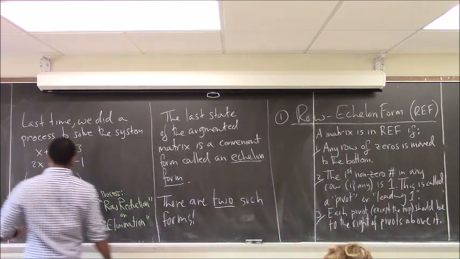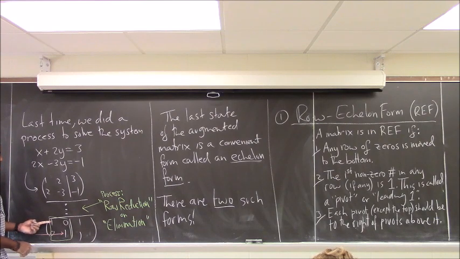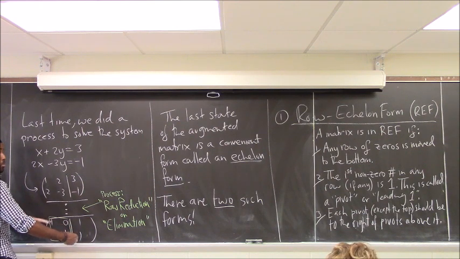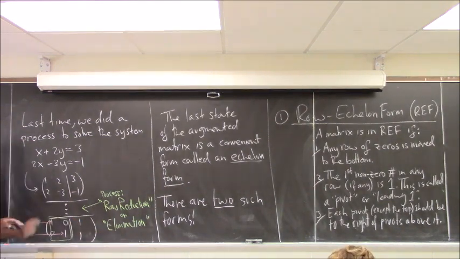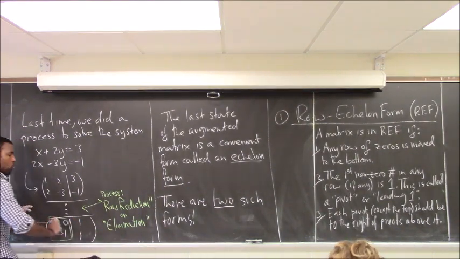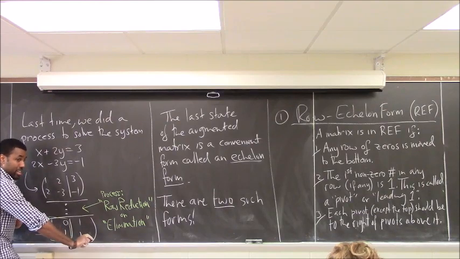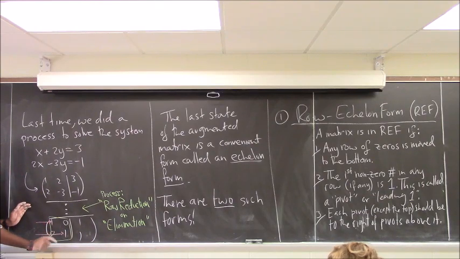Notice that this guy's the pivot in the first row, this guy's the pivot in the second row. Notice that the pivot in the second row appears to the right of the pivot that's in the row above it, right? So you kind of want the ones to cascade off to the right. In other words, you kind of want the matrix to look as much like the identity matrix as possible. That's kind of the idea here.